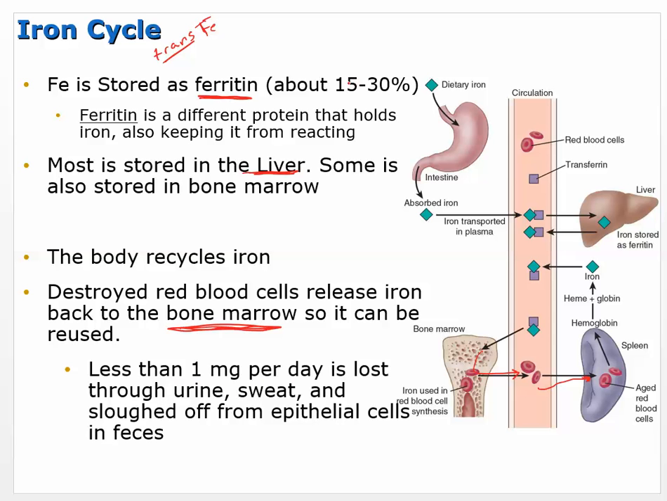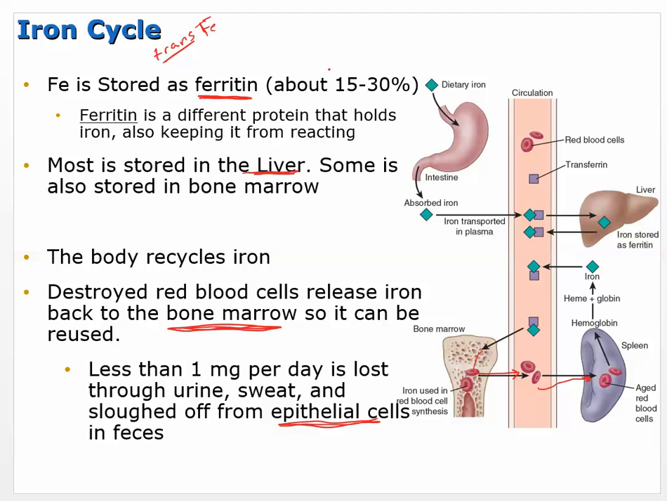Now, we had 65% that was in the hemoglobin, and then we said that about 15 to 30% is being stored as ferritin. Now, some of the iron is being used. Some of it is not necessarily in the liver or the bone marrow. Some of it is found in epithelial cells. So it's scattered around in other places.